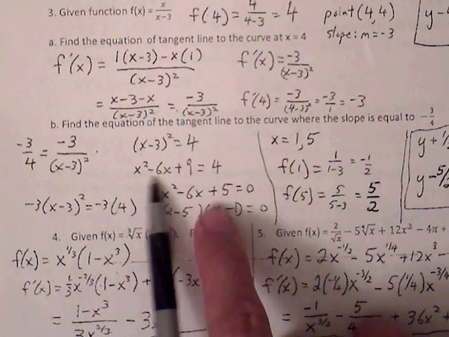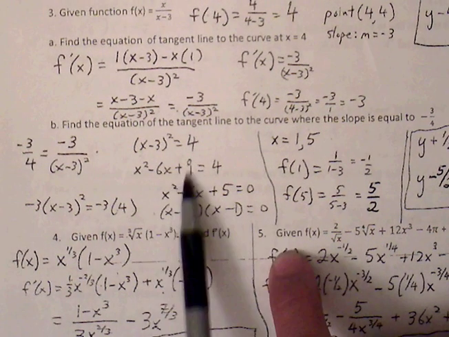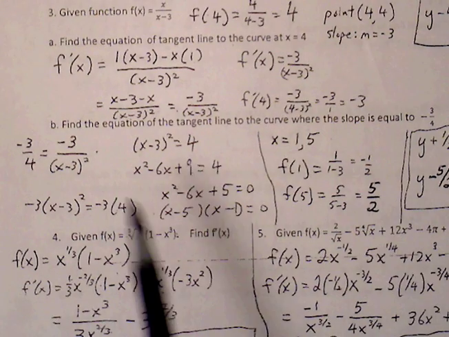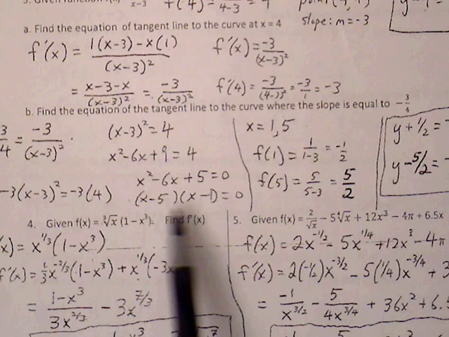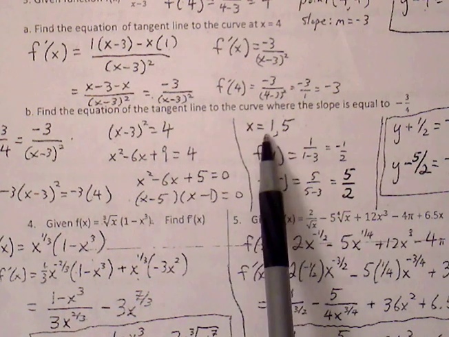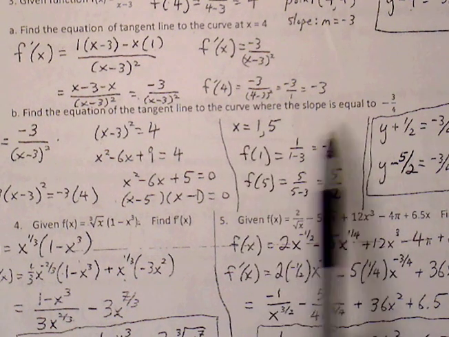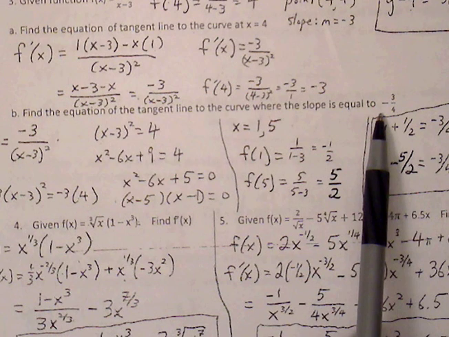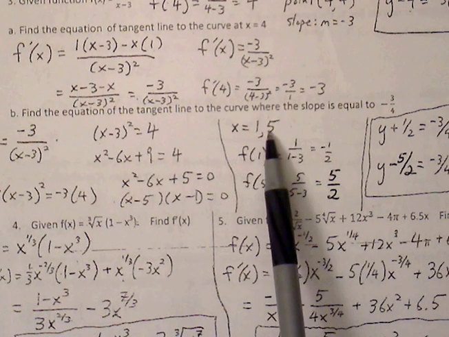I can expand and subtract 4 from both sides, and then I can factor. So I get x minus 5 times x minus 1. So I get 1 and 5 as the x values, so these are the points where the graph will have a slope of negative 3/4. That means there are going to be two tangent line equations. There's going to be one at 1, and another one at 5.